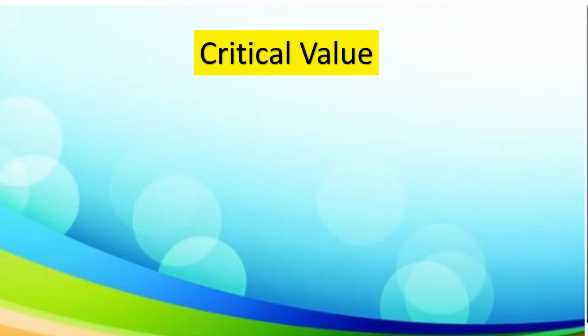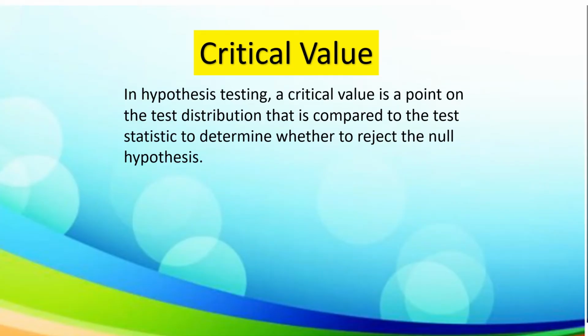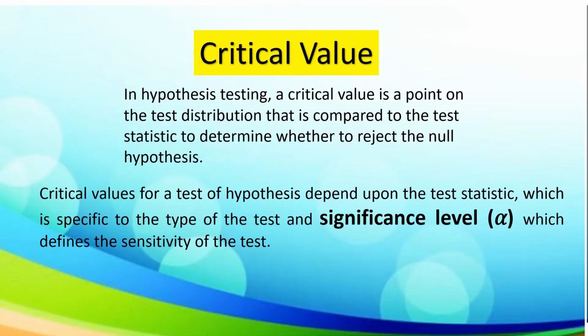To be able for us to answer that, let us start with the definition of critical value. In hypothesis testing, a critical value is a point of the test distribution that is compared to the test statistic to determine whether to reject the null hypothesis. Critical values for a hypothesis test depend upon the test statistic, which is specific to the type of test, and the significance level, which defines the sensitivity of the test. Always remember, the given critical values depend on the specific type of test and the significance level.